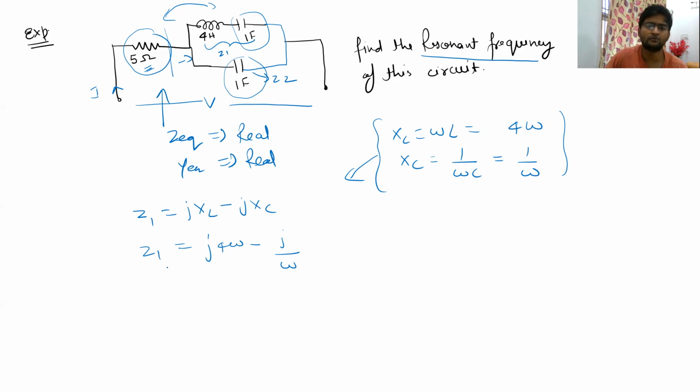Now, what is the value of Z2? Z2 is nothing but minus j XC, which is equal to minus j upon omega.